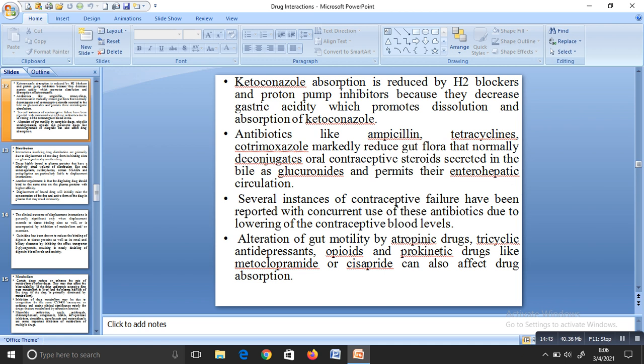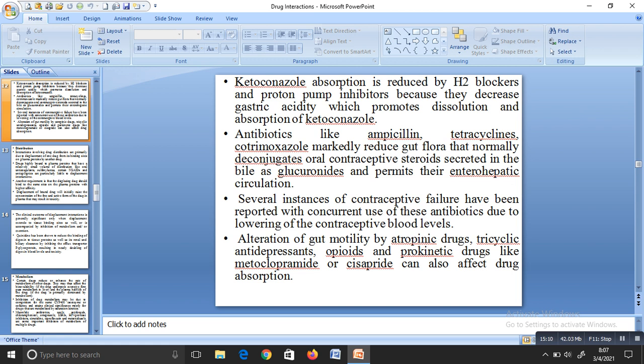But if you are taking antibiotics like penicillins, like ampicillin, tetracycline, cotrimoxazole, they will destroy the gut flora. Since they destroy the gut flora, this deconjugation does not occur, so the drug cannot undergo enterohepatic circulation. So the concentration of the drug will be reduced and oral contraceptive failure occurs. Okay.